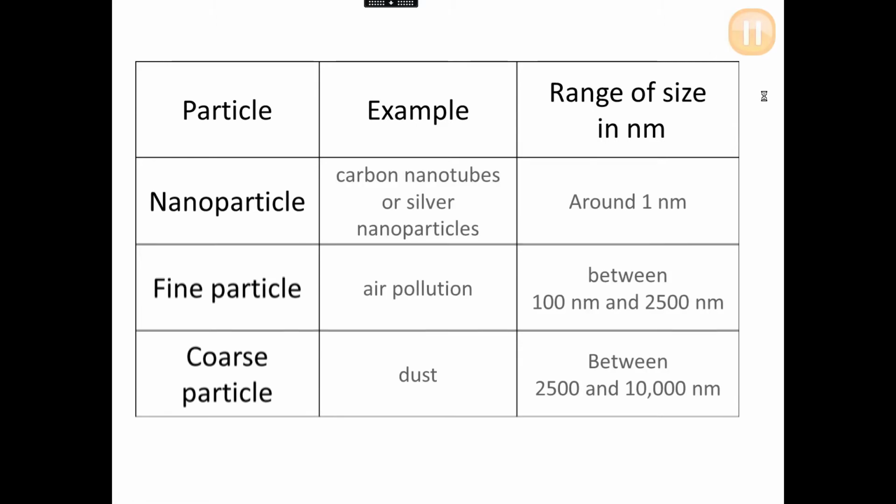Okay, here come the answers. We saw a range of examples, so you could have put other examples in for nanoparticles. They are from 1 to 100 nanometers. Fine particles, air pollution, from 100 to 2,500 nanometers, and then coarse particles include dust, from 2,500 up to around 10,000 nanometers.